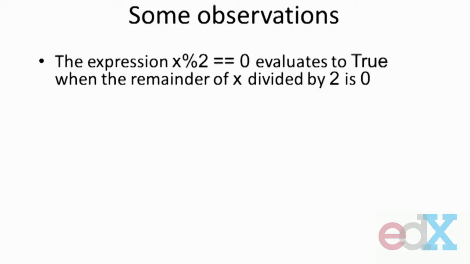Okay, let's make some observations here. We've already done that, but just to remind you, that expression x remainder 2, is that equal to 0, evaluates to true when, in fact, x divided by 2 has no remainder.